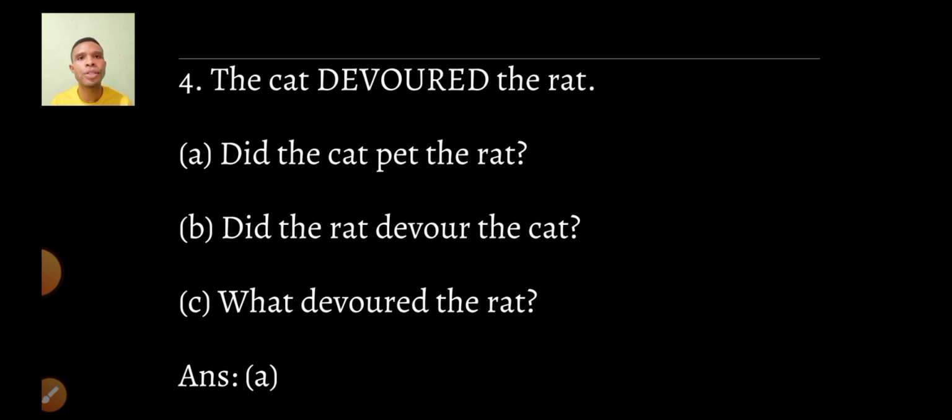Look at the options. A. Did the cat pet the rat? Did the rat devour the cat? What devoured the rat? Which of the options there does not contain the word devoured or devour? The answer is A. Did the cat pet the rat? B and C both contain devour or devoured, but A does not. So our answer is A. It's as simple as that.